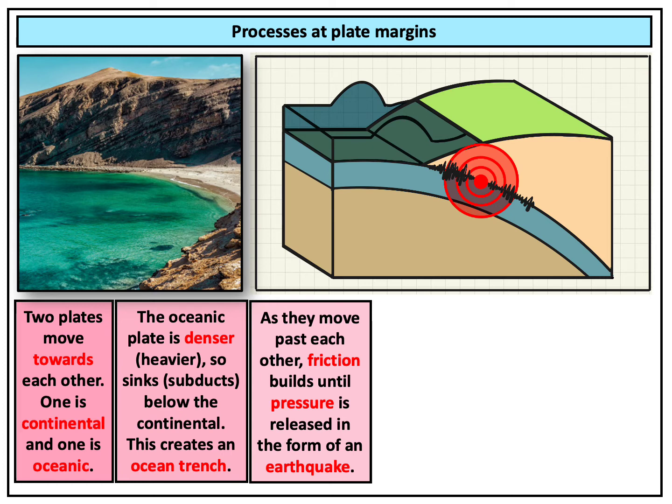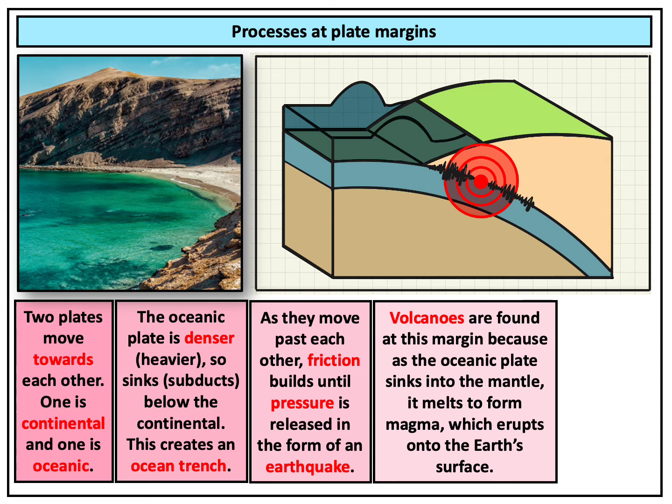As they move past each other, again friction builds until pressure is released in the form of an earthquake. On this plate boundary, where that pressure is released, sometimes one plate rebounds very quickly and a tsunami can be formed, which you can see on this diagram here, where I've attempted to draw a bit of a shocking looking wave.